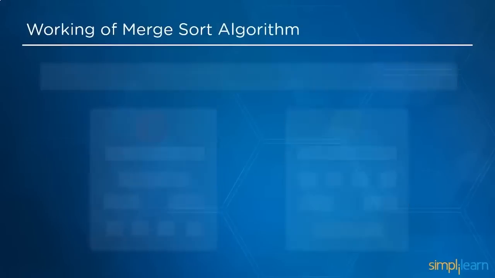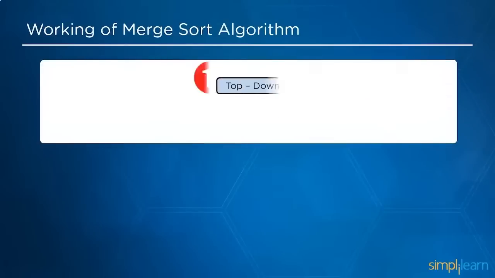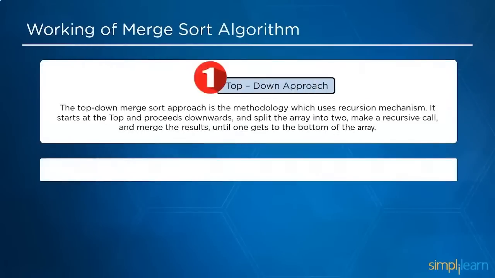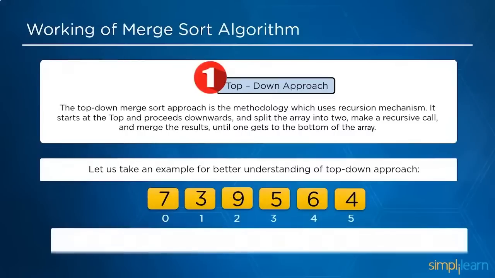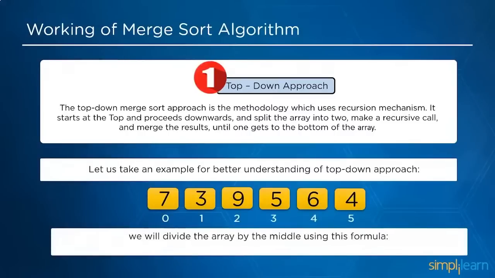Let's have a look at how to implement the merge sort algorithm using the top-down approach. The top-down merge sort approach is the methodology that uses a recursion mechanism. It starts at the top and proceeds downwards, splitting the array into 2 halves, making a recursive call and merging the results until one gets to the bottom of the array.